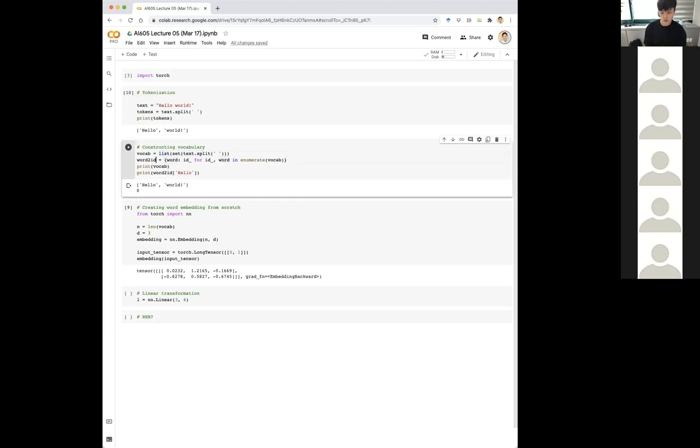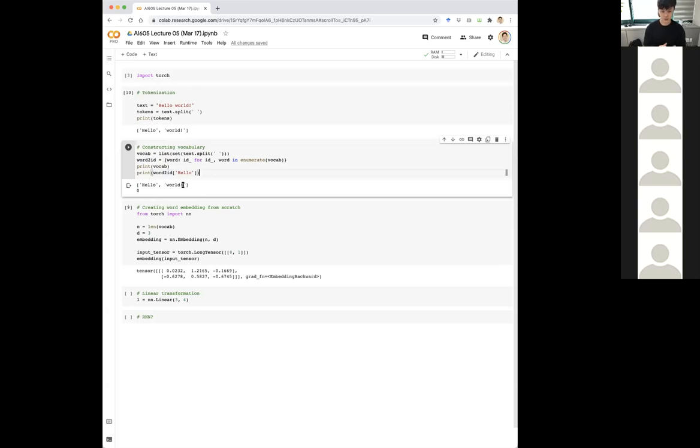You also need to have a word to ID mapping, because when you're given a word, you want to access its ID really fast. If you print this vocab and the word to ID of hello, you will see that your vocab is just a two-word vocab of hello and world. And if you try to find the word ID of hello, you will see it's zero.